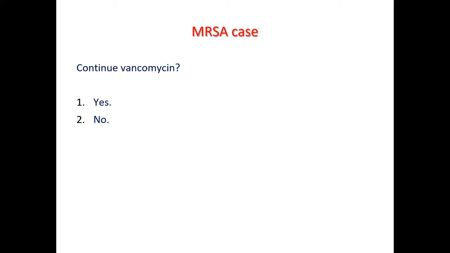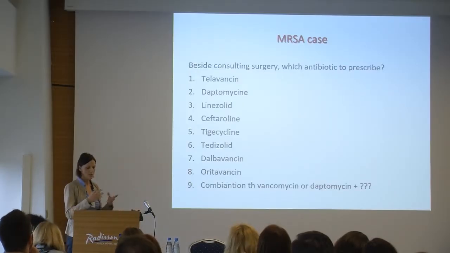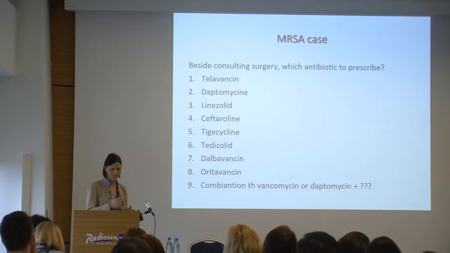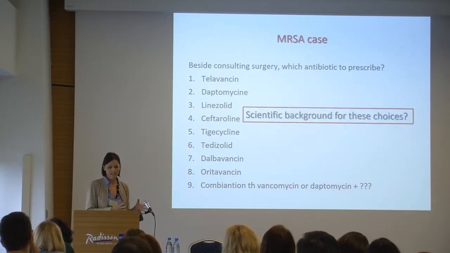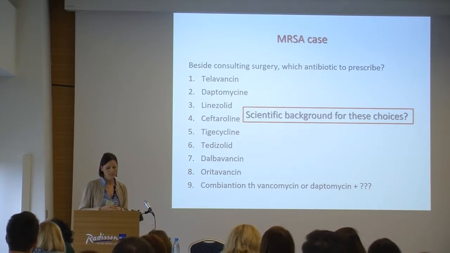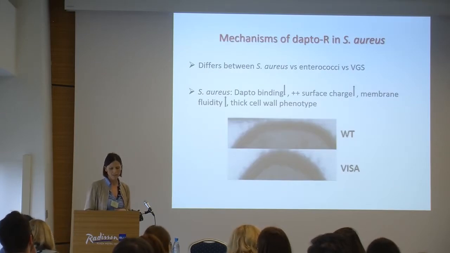Now, should we or would you continue with vancomycin in such a patient, or would you choose one of the other therapeutic possibilities, maybe monotherapy with one of the newer antibiotics that have been with us for the past decade, or perhaps a combination therapy? And since the guidelines, like I mentioned, are out of date, we cannot really rely on the guidelines in how to treat such a patient. So I'll try to give you some scientific background for the choices that they made in this particular case.